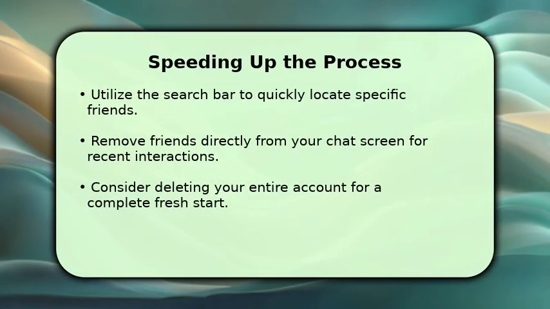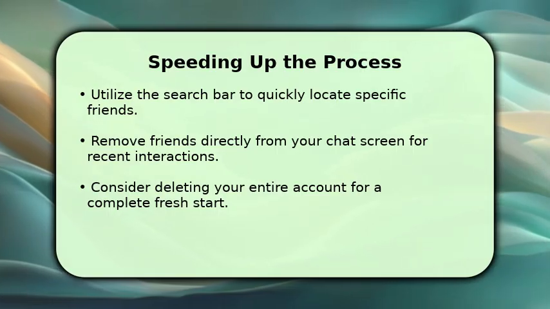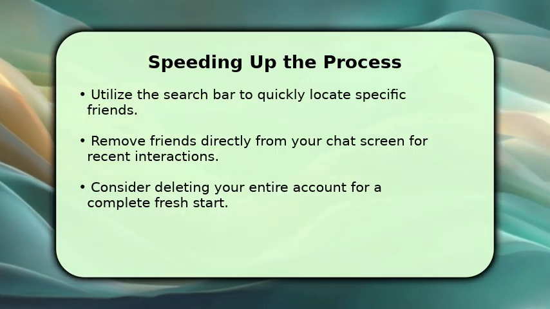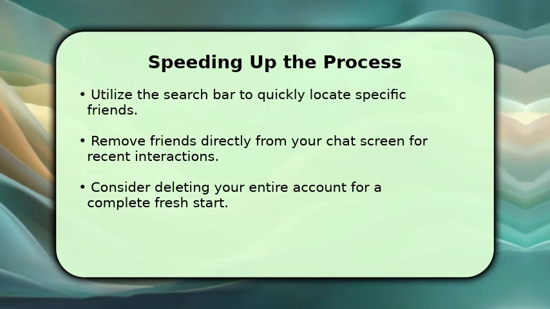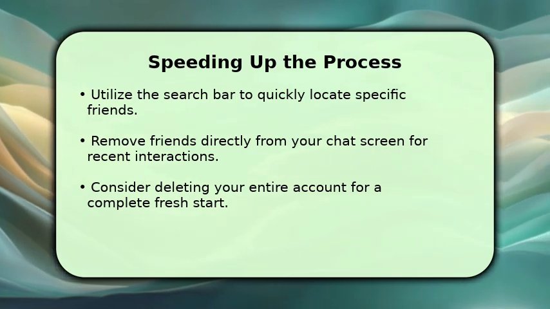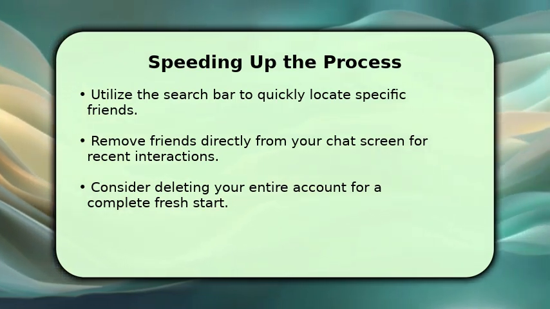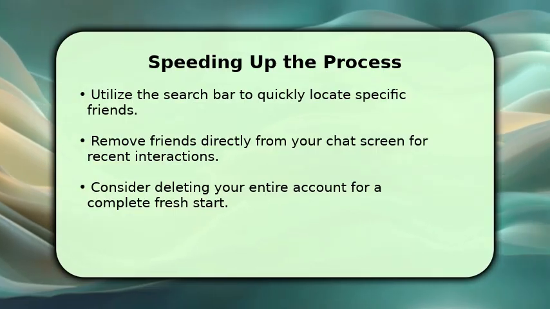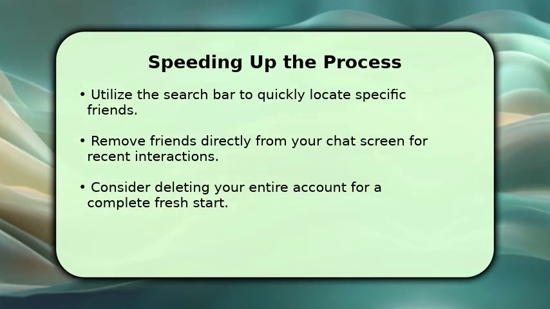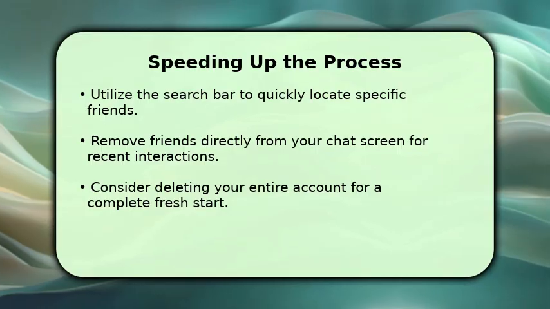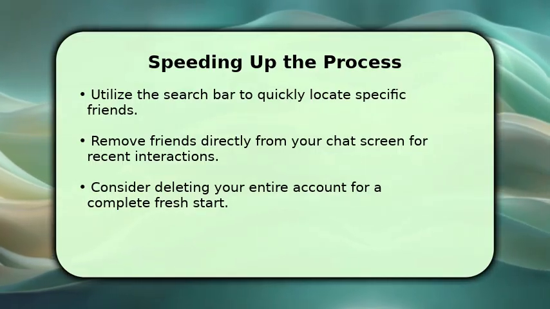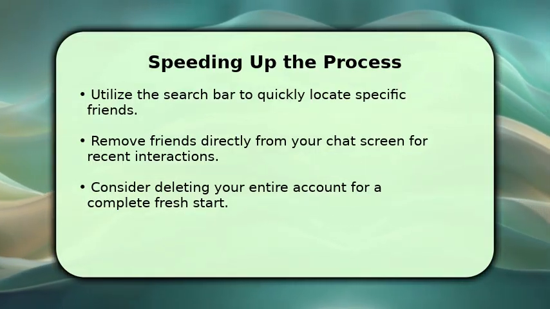While removing friends one by one can be slow, there are ways to make it more efficient. You can use the search bar within your My Friends list to quickly find specific individuals. For those you've recently chatted with, you can tap and hold their name directly from the chat screen to access the Manage Friendship option.